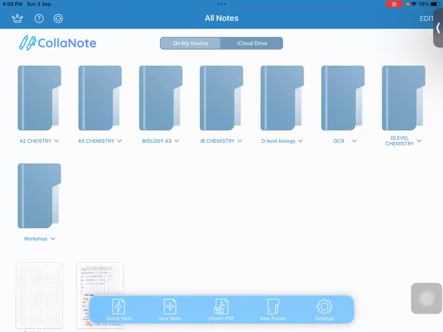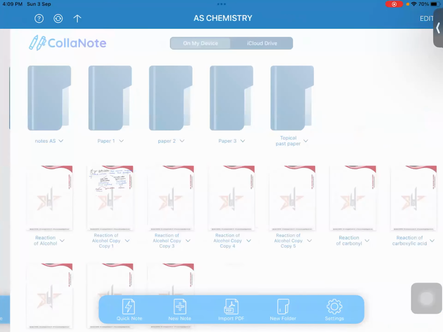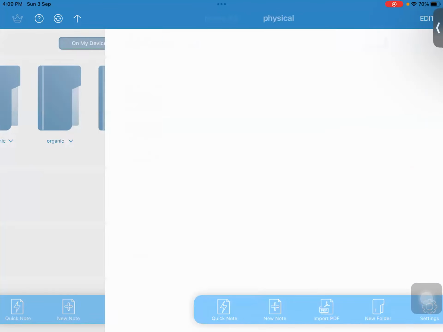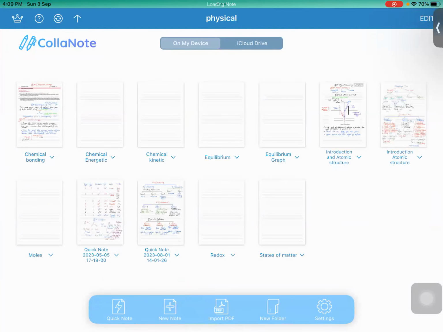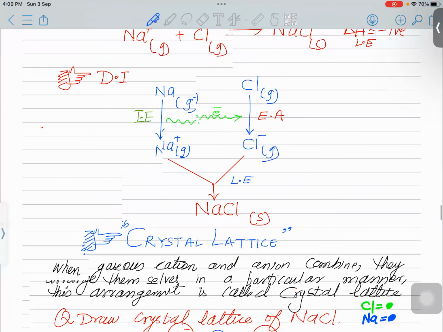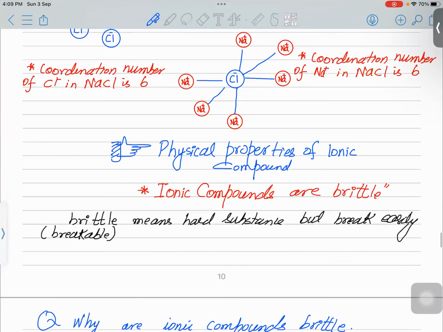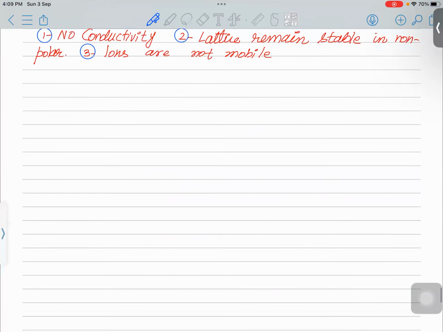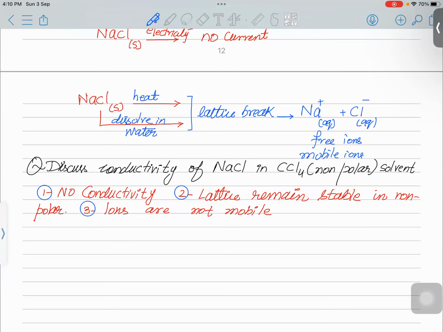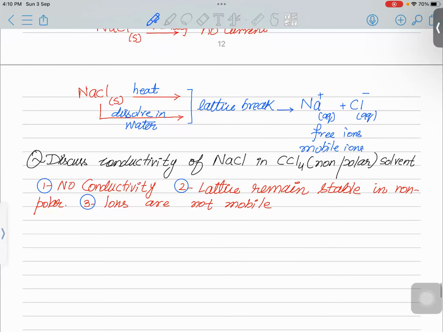Now again move to AS chemistry. So the next topic is polar and non-polar, because I think you may be confused in polar and non-polar. So let's start polar and non-polar compounds.